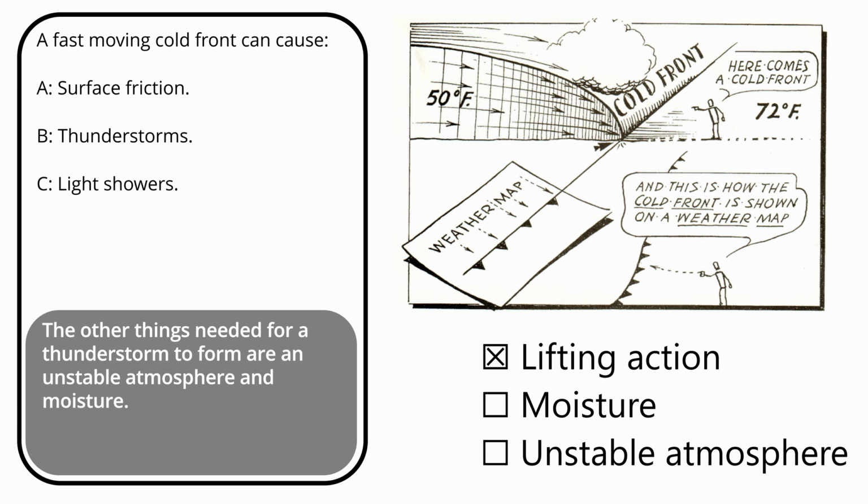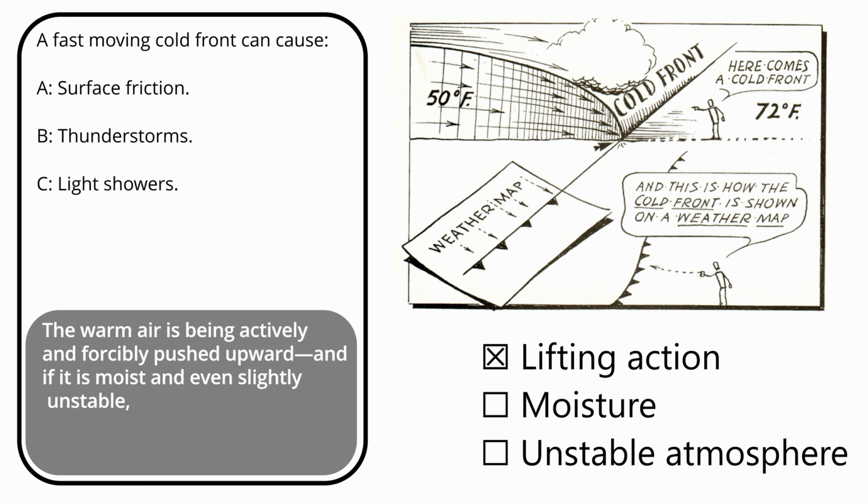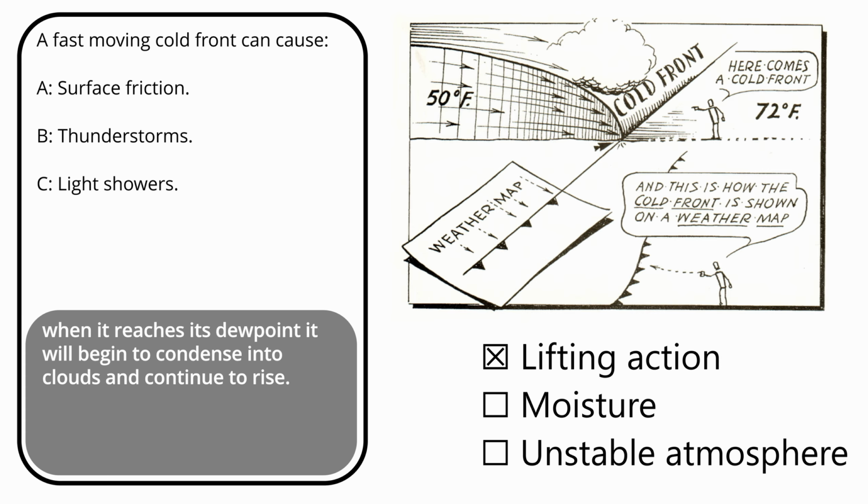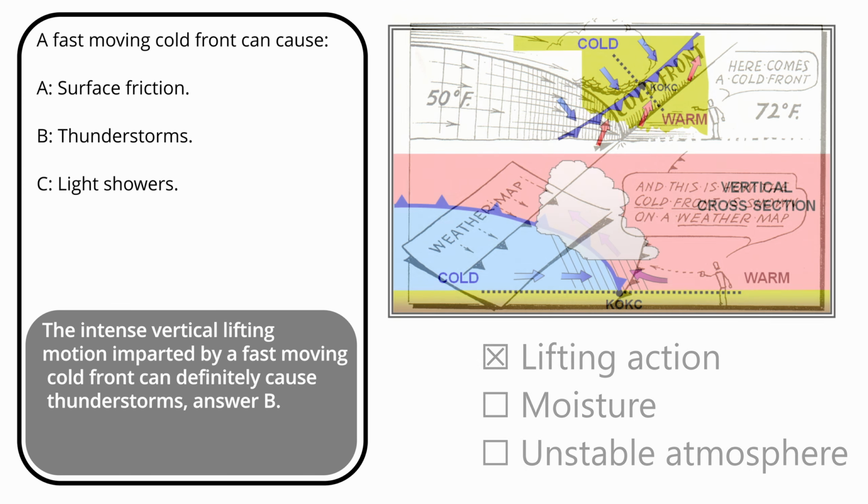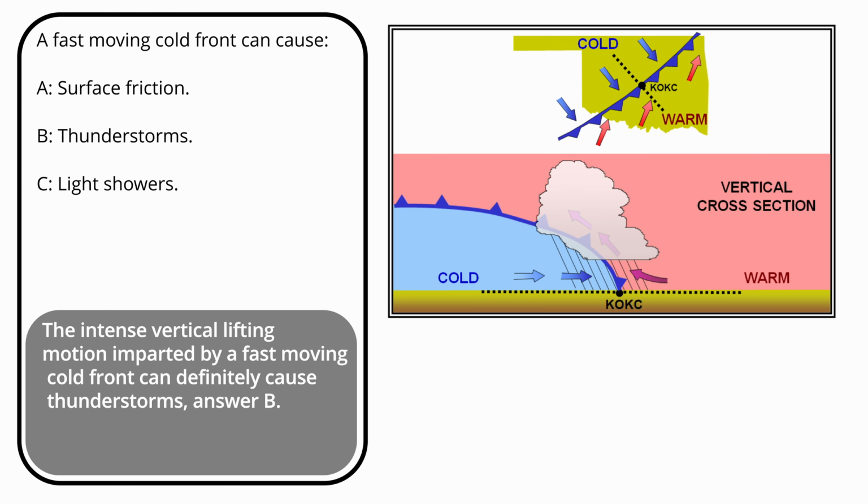The other things needed for a thunderstorm to form are an unstable atmosphere and moisture. The warm air is being actively and forcibly pushed upward, and if it is moist and even slightly unstable, when it reaches its dew point, it will begin to condense into clouds and continue to rise. The intense vertical lifting motion imparted by a fast-moving cold front can definitely cause thunderstorms.